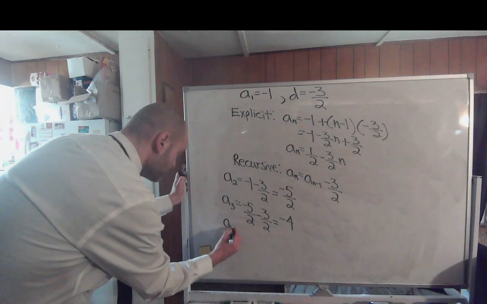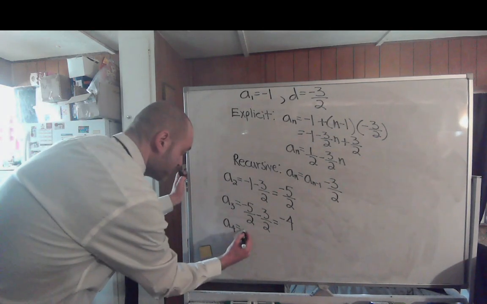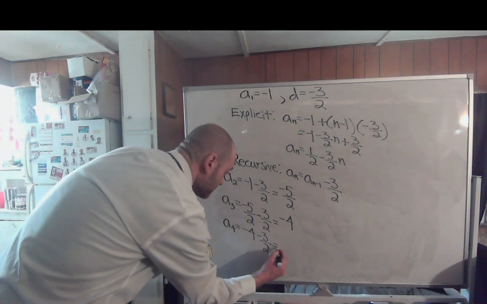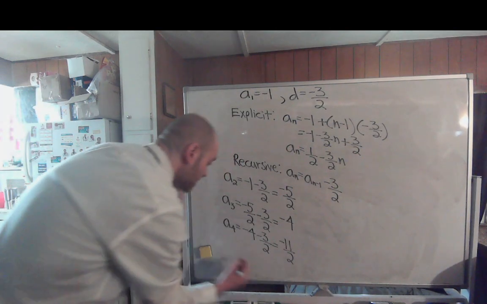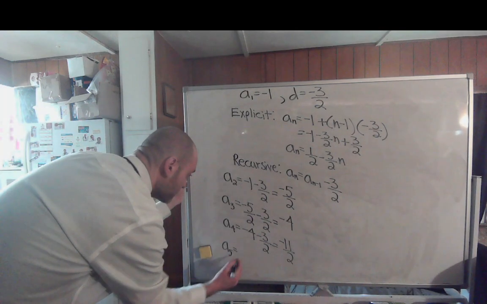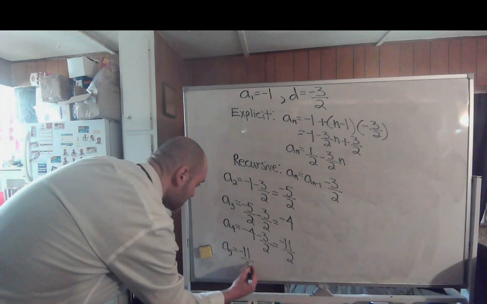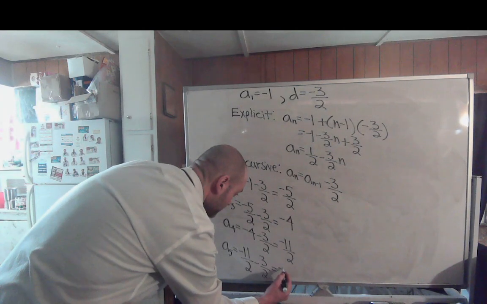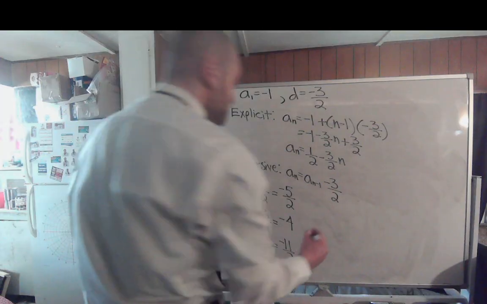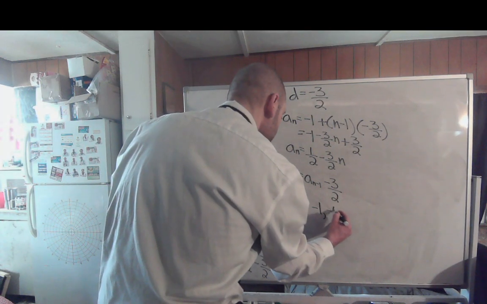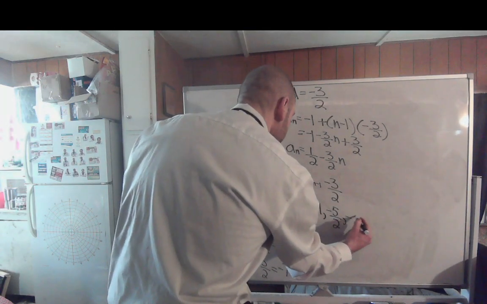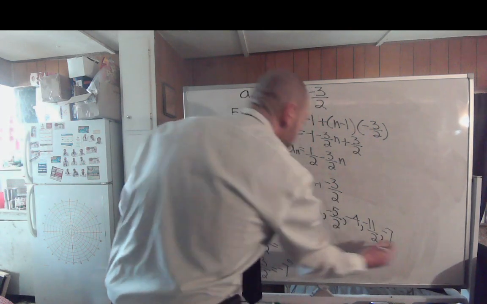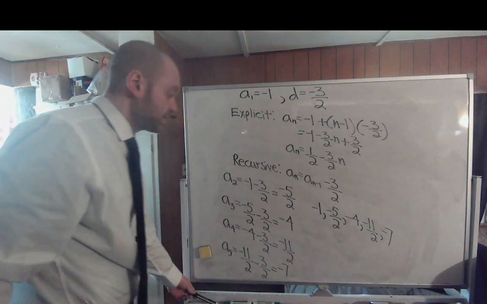Let's find the fourth term. So that's going to be your third term of negative 4 minus 3/2, which would give you negative 11/2. And then to find a sub 5, you'll take your fourth term of negative 11/2 minus 3/2, which would give you negative 7. So the first 5 terms of the sequence are negative 1, negative 5/2, negative 4, negative 11/2, and negative 7. Those would be the first 5 terms of your sequence.